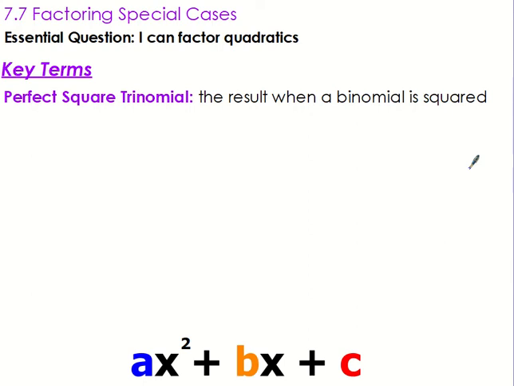Hola, mi clase. We are doing 7.7, which is factoring special cases. So remember, we multiplied or distributed special cases, so now we're going to factor them. Perfect square trinomials are the result when a binomial is squared. So perfect squares, because it's the same thing, like 2 times 2, squared, right, is 4. So that's a perfect square.